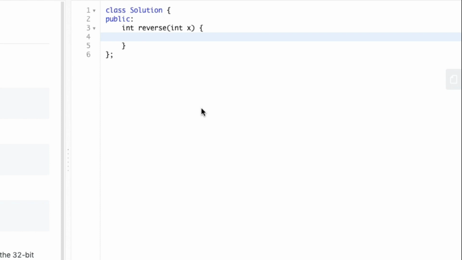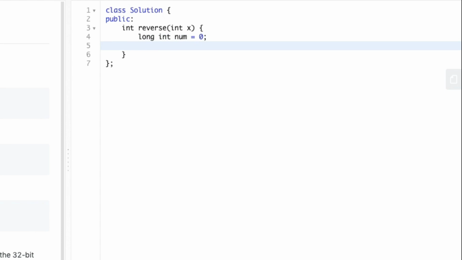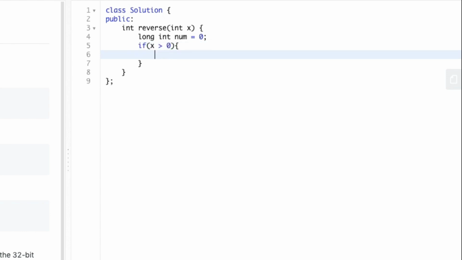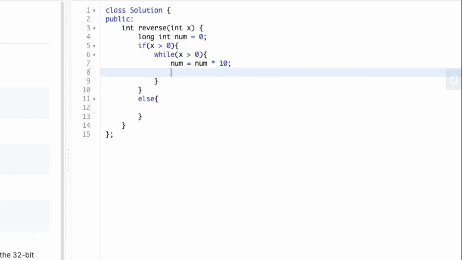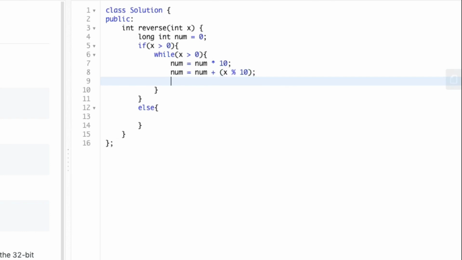So now let's begin with the code. Initially, we need to initialize the output num to 0. And the next thing we need to consider is whether the value of x is positive or negative. If the value of x is positive, then we perform the algorithm I mentioned earlier, that is, while x is greater than 0, multiply num with 10, then add x mod 10 to num, and finally divide x by 10.